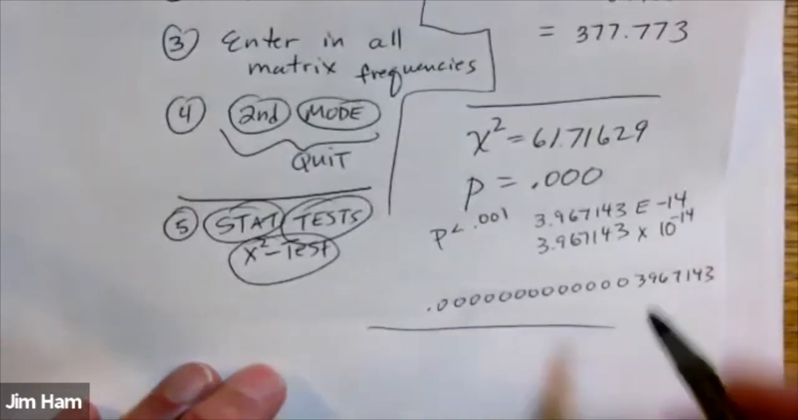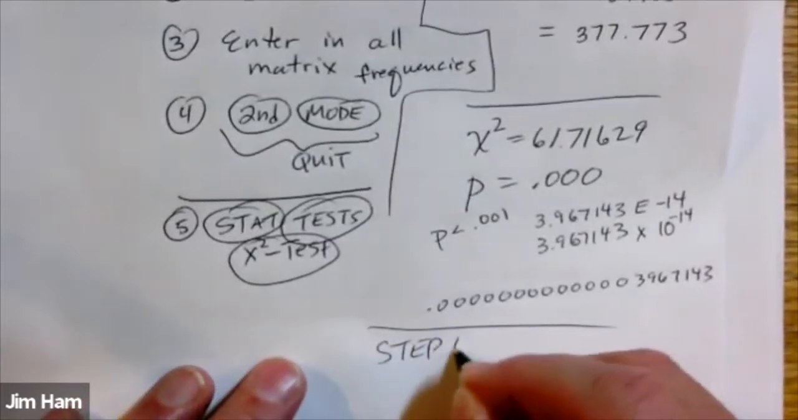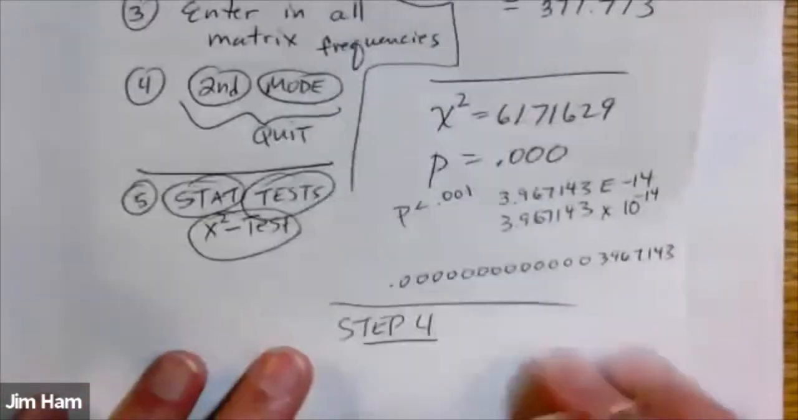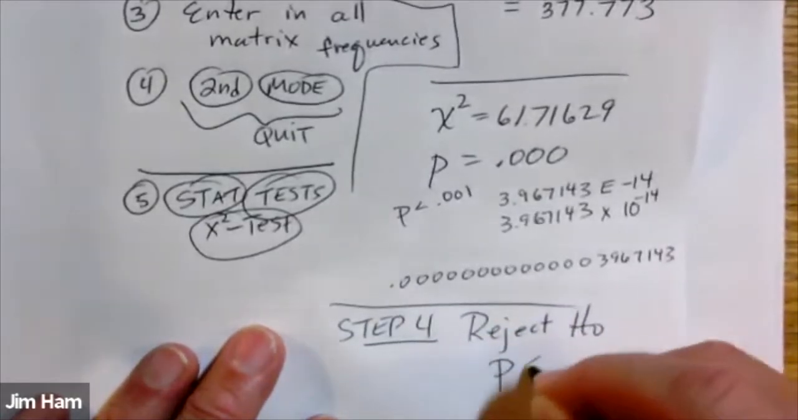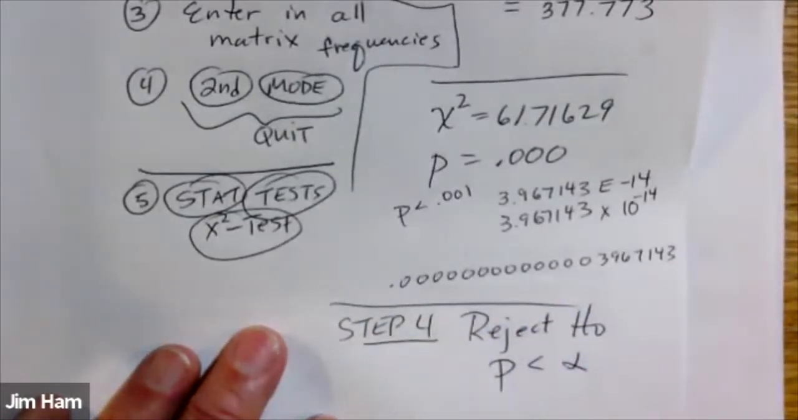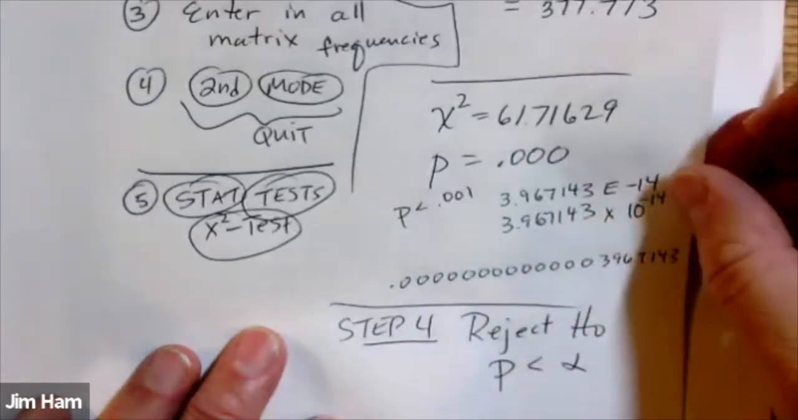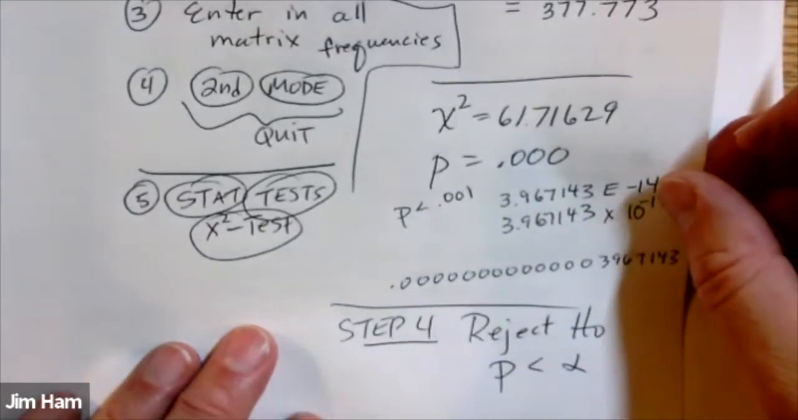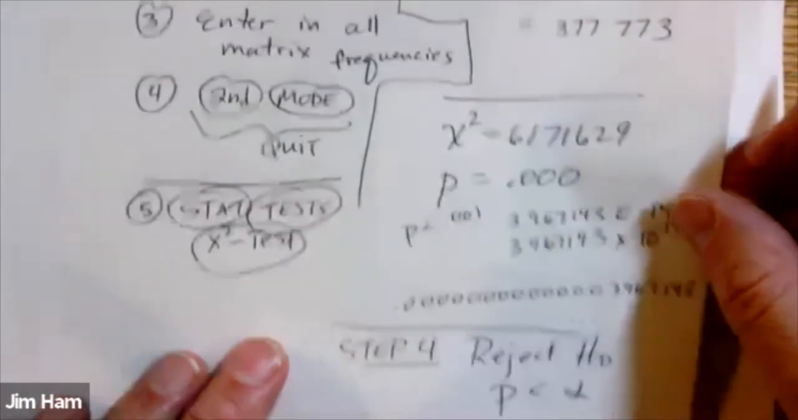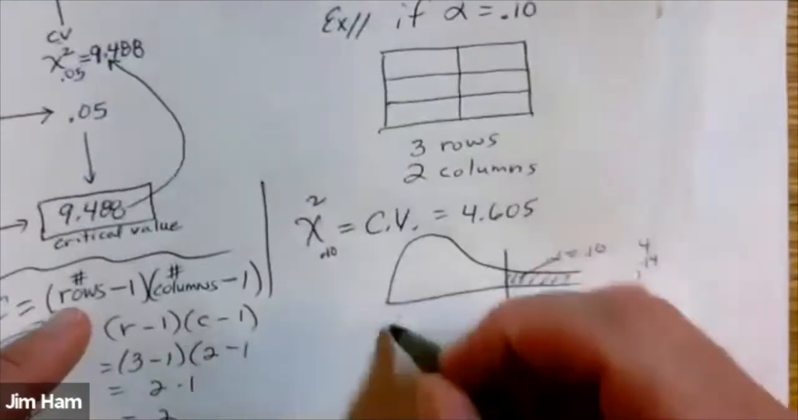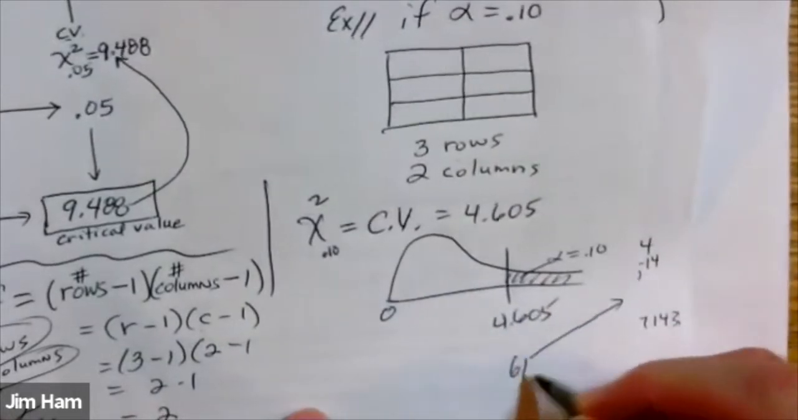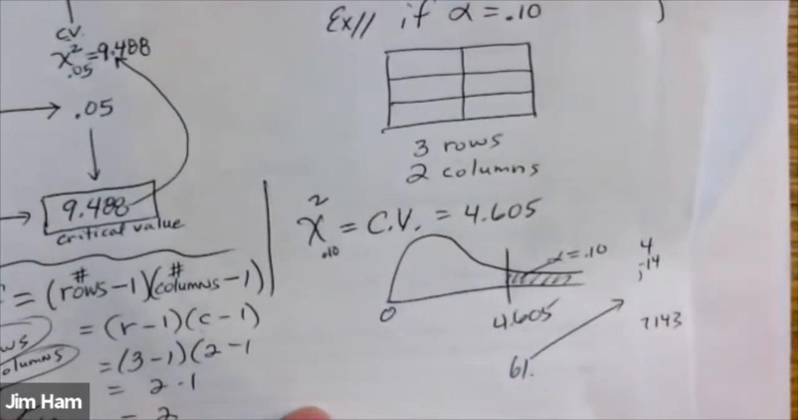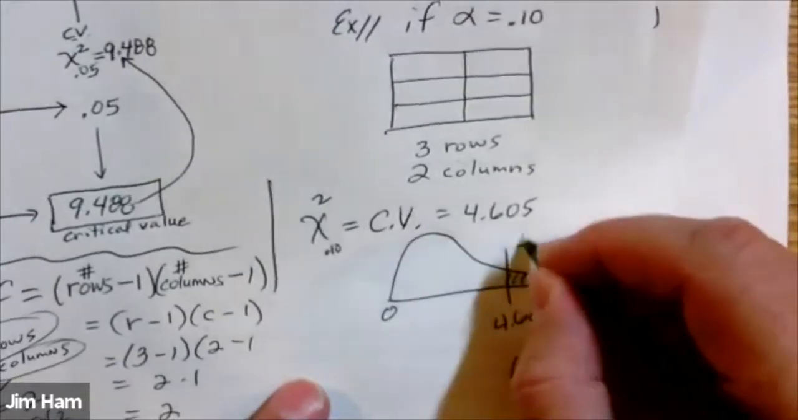All right, so the rest of it, step 4. And for step 4, we're going to reject the null hypothesis because p is less than alpha. So that step is not changed. We're going to base our decision on this. If we did the classical approach, 61.118, if this is 0, and this is 4.605, 61 and some change is going to be way over there. So it's clearly in the reject region.